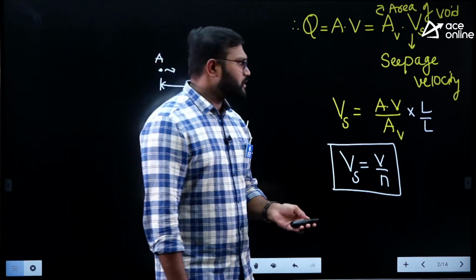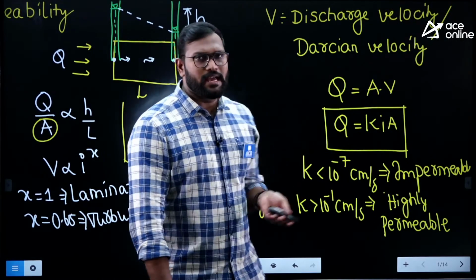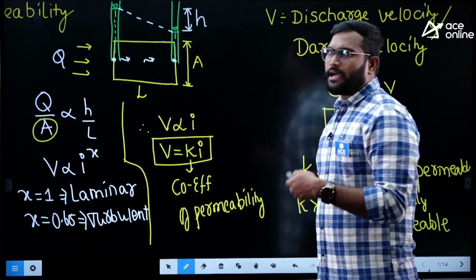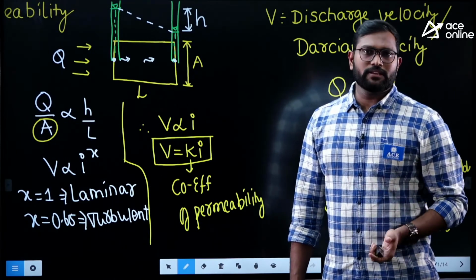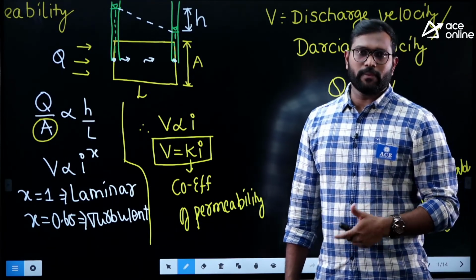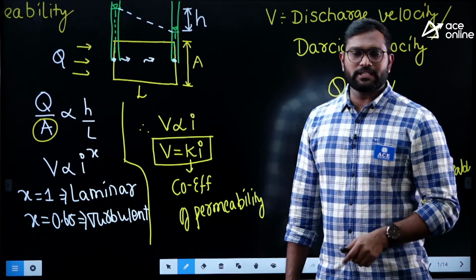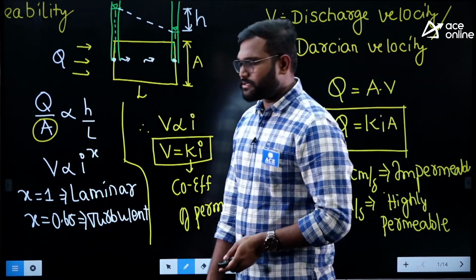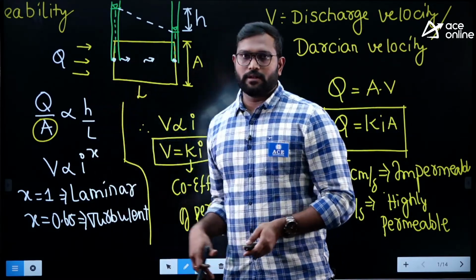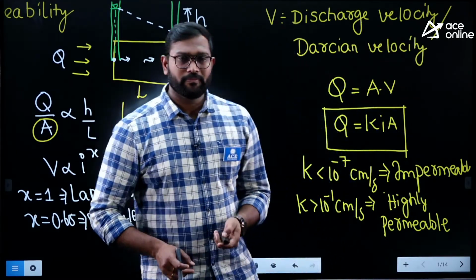Apart from this, there are some validations. Darcy's law is valid when the flow is laminar, and that laminar flow can be seen only in soils finer than 425 micrometers, and on average we say 500 micrometers, which are nothing but fine sands, silts and clays. So now, using this concept, let's come to the main concept.